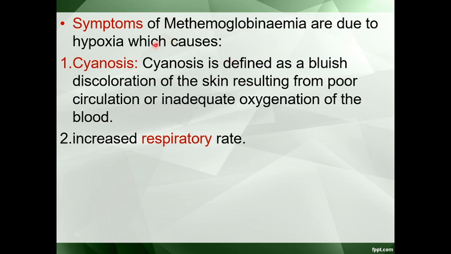Symptoms of methemoglobinemia: hypoxia, which causes cyanosis. Cyanosis is defined as a bluish coloration of the skin, and it is due to poor circulation, poor oxygen-carrying capacity, and inadequate oxygenation. So cyanosis is due to inadequate oxygenation, basically due to an inadequate amount of hemoglobin, and it can also occur with an increased respiratory rate.